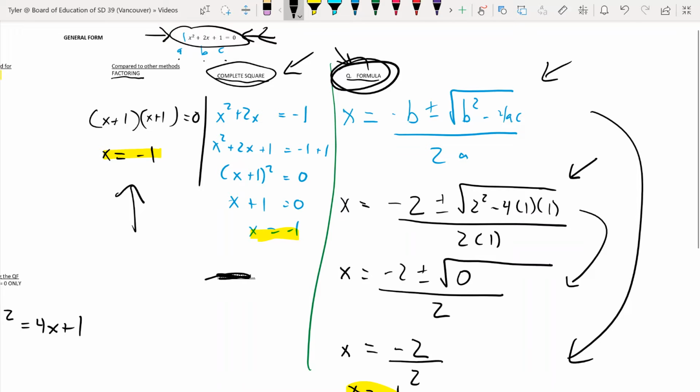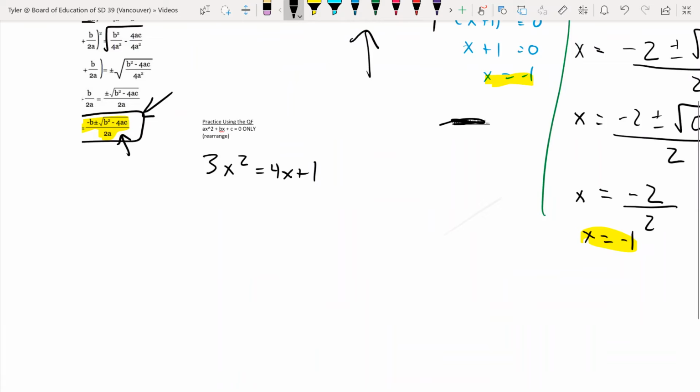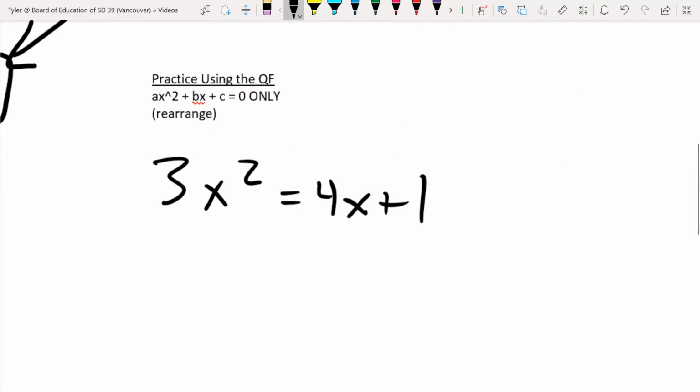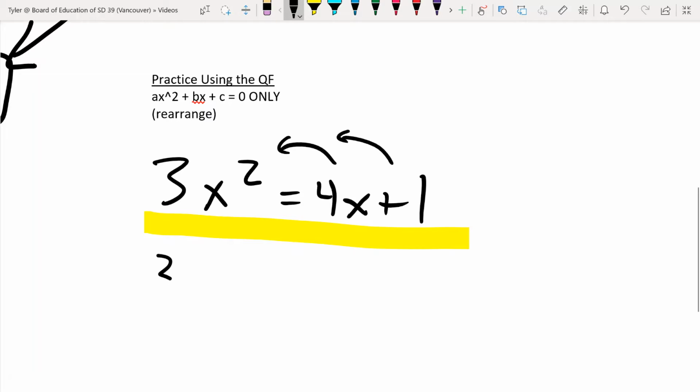All right, so let's do another practice question showing all our steps, okay? So this is the equation we have, and we need to solve for x. That's what the question will say, or factor, whatever. So the first thing I'm going to do is rearrange, because I need it to equal 0. So let's move these two on the other side. So it's going to be 3x squared minus 4x minus 1 equals 0.